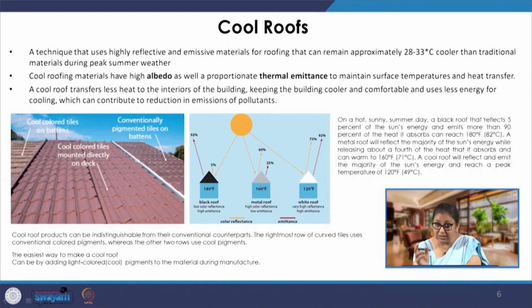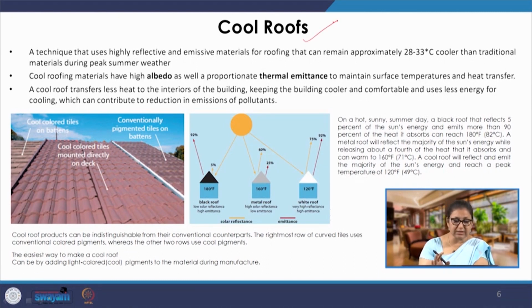But again we see here why we have put it in advanced passive strategies. This is a passive strategy only because it requires a lot of material consumption and extra efforts to make the same wall, which otherwise we would be doing as a 9-inch thick brick wall, double the thickness or triple the thickness to achieve this effect. The third strategy which we are looking at here is cool roof.